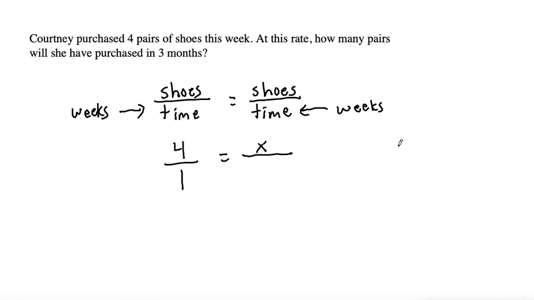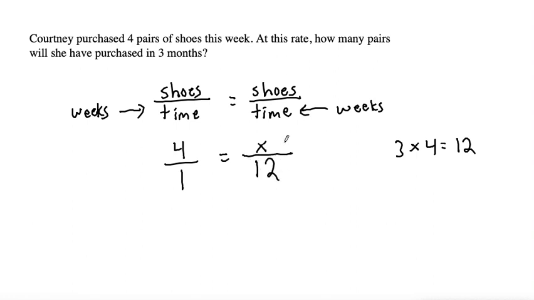Well, if we assume that in each month there's 4 weeks, then in 3 months there would be 3 times 4 weeks, which would be 12 weeks in 3 months. Now, granted, 1 month is usually a little bit more than 4 weeks, but for the sake of the exam, you can assume that each month is equal to 4 weeks. So let's plug in our 12 for our time.